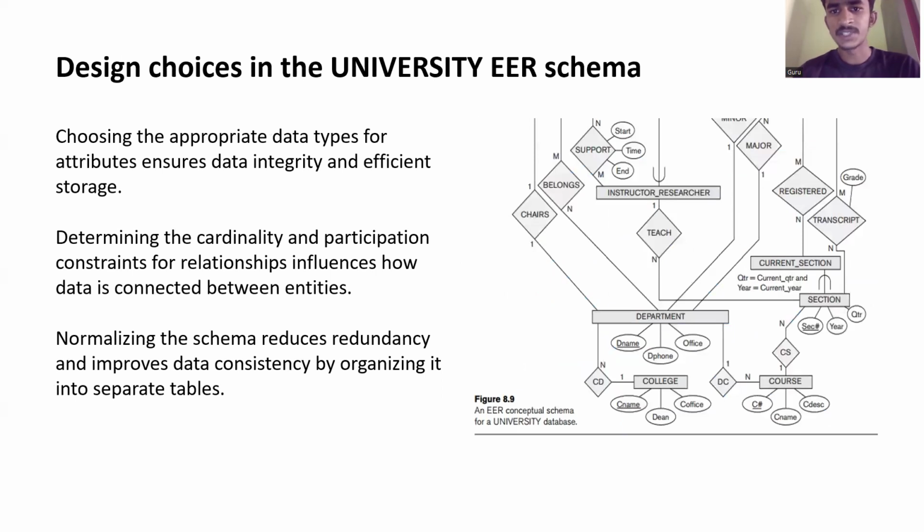Design choices in the university ER schema. Choosing the appropriate data types for attributes ensures data integrity and efficient storage. Determining the cardinality and participation constraints for relationships influences how data is connected between entities. Normalizing the schema reduces redundancy and improves data consistency by organizing it into separate tables.